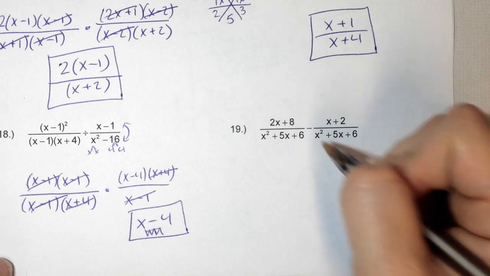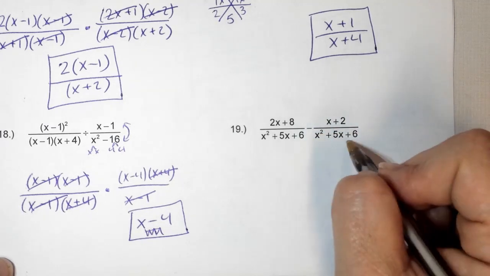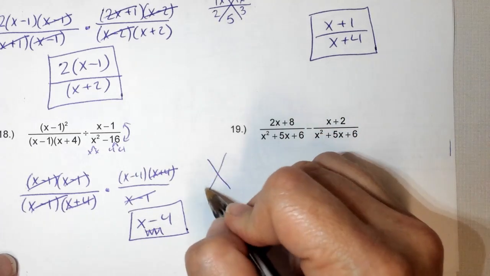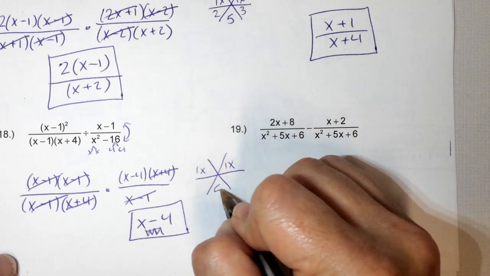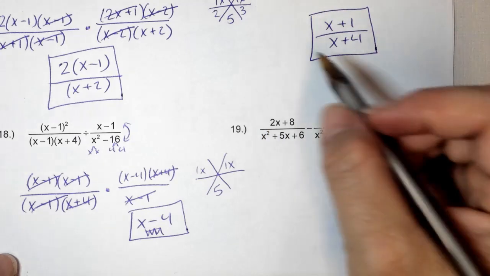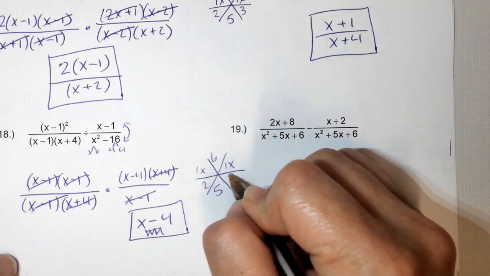Last one, this is subtraction, so this has to have a common denominator. It already does. However, we still have to factor it. So x, or 1x, because a is 1, b is 5, c is 6. I think we just factored this right here, but it's fine. So it's 2 and 3.